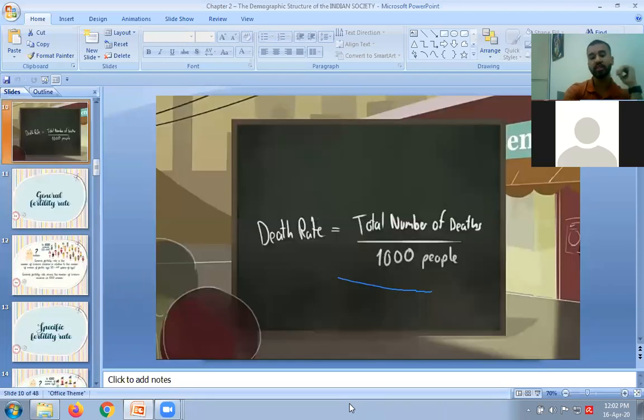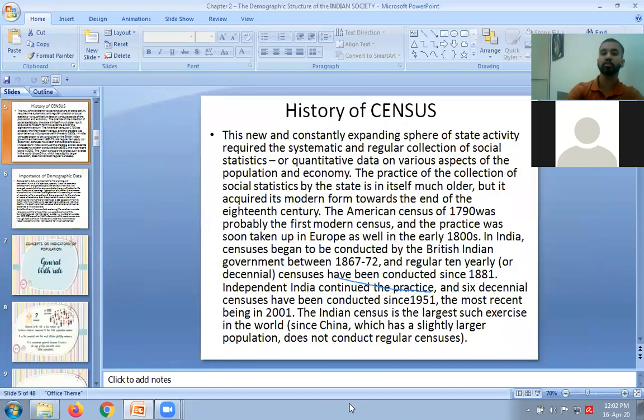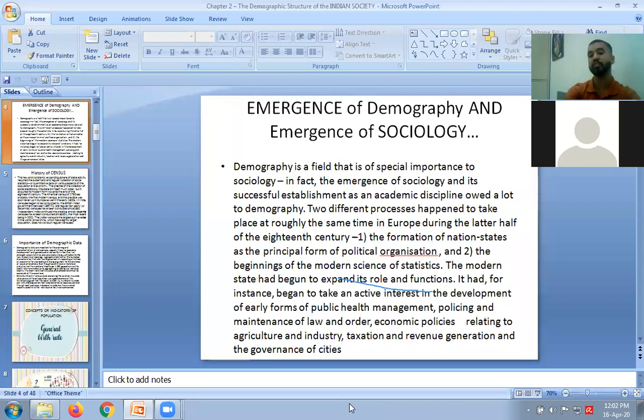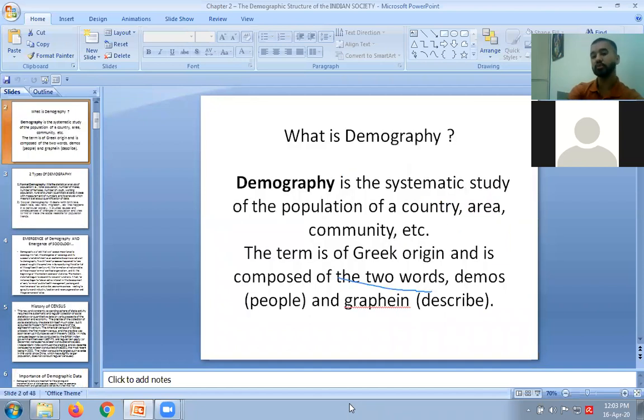I'm sure you have understood death rate. I'm sure you have understood general birth rate. And I'm sure you have understood the importance of demography, and how it gives emergence to sociology. And sociology obviously gives a lot of credit to demography. I'm sure you have understood this. I'm sure you have understood these two types of demography as well. And I'm sure you have understood what is demography. It has been derived from two Greek words, demos and graphein. Demos means people, and graphein means describe. So description of people is all about demography.